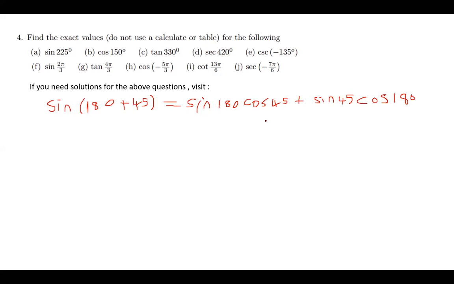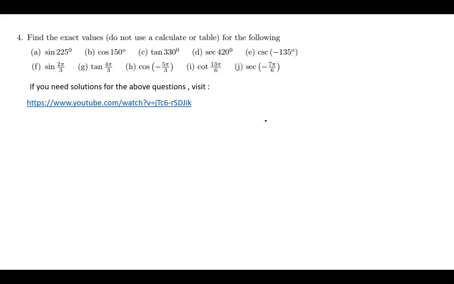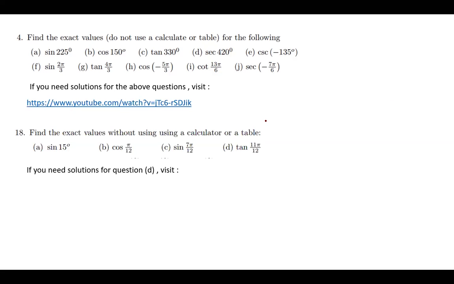So let's proceed. If you need the solutions for this question here, you can get them from that link. Same applies to this question 18. You also solve it in the same way. Then for these questions which are in radian form, you first have to convert them to degrees. Once you convert them to degrees, you use the compound angle formula to find the final answer. If you want solutions for that question as well, you can check them on that link.